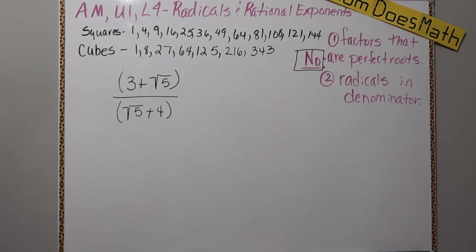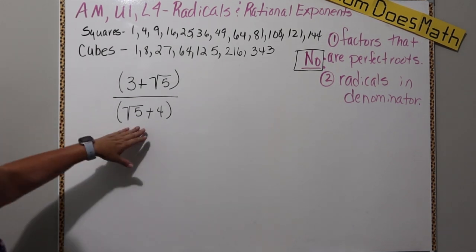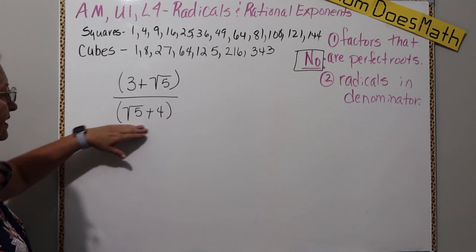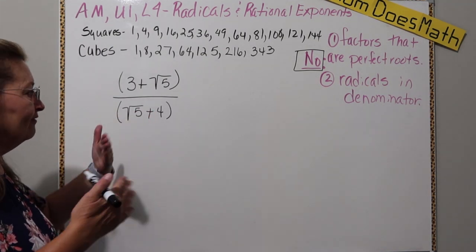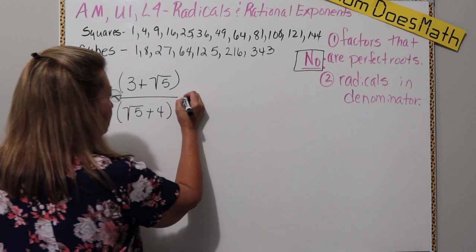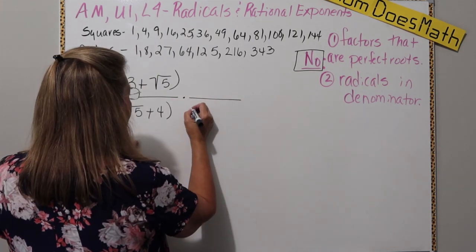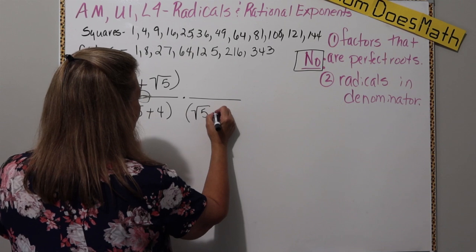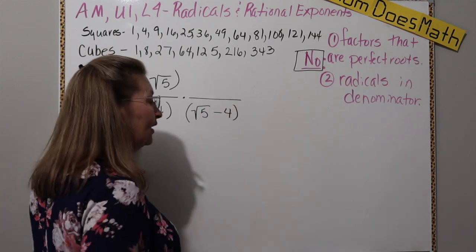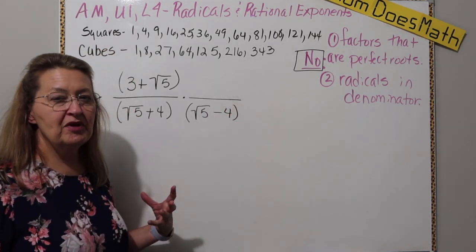Okay, this is number 24: 3 plus square root of 5 over square root of 5 plus 4. I see this denominator and I need to rationalize it. I have learned that in order to rationalize a denominator, I'm going to multiply it by its conjugate, which is square root of 5 minus 4. Now, how do I know that? Because I've practiced it and I've memorized it.